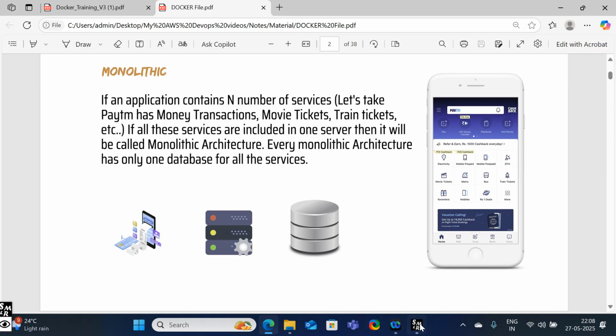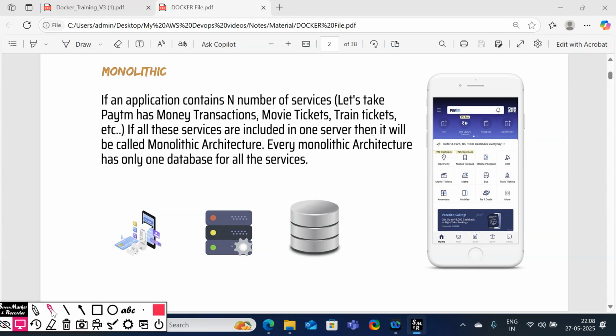If you think about the monolithic architecture, what do you mean by monolithic? Suppose you consider an application, assume that it is Paytm. In Paytm, you have n number of services. You have electricity bill, you have mobile prepaid service. There are a lot of services running over the Paytm application. Paytm is an application, and inside the application we have n number of services.